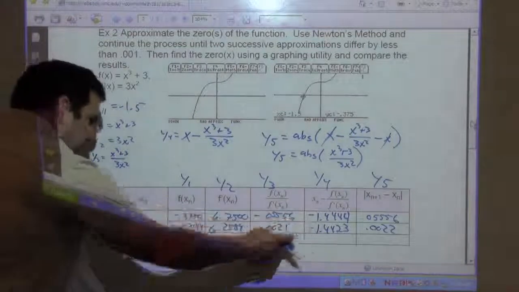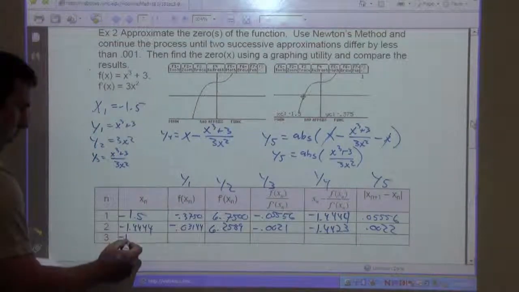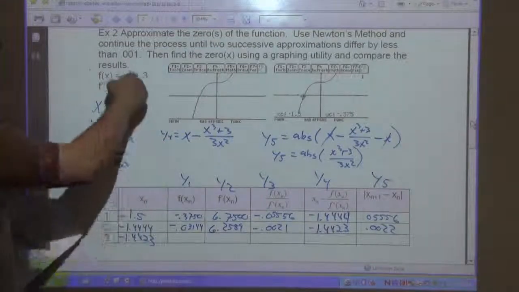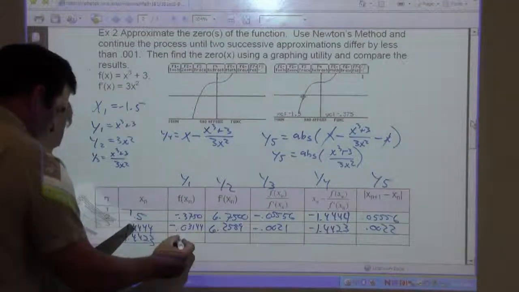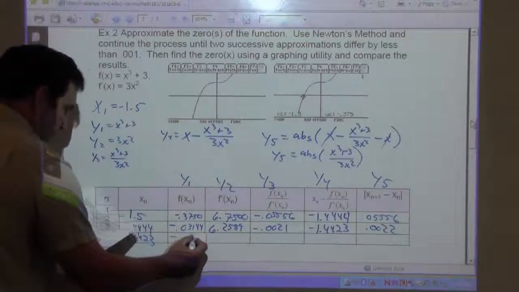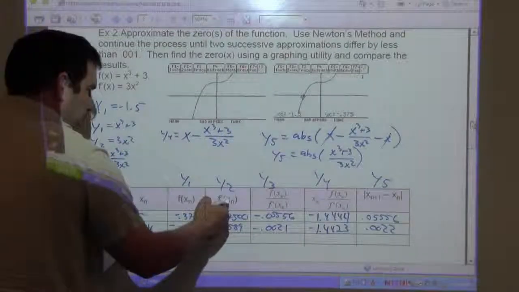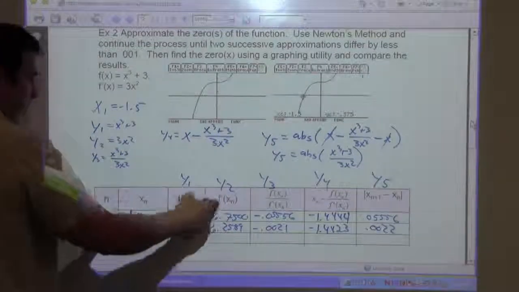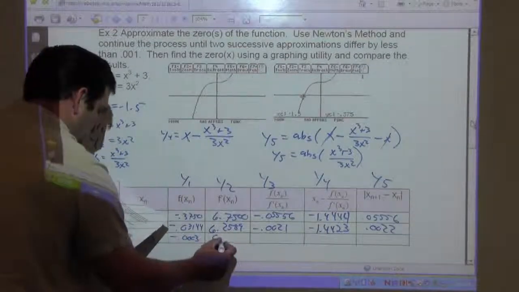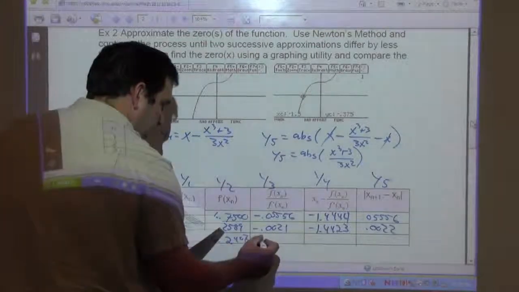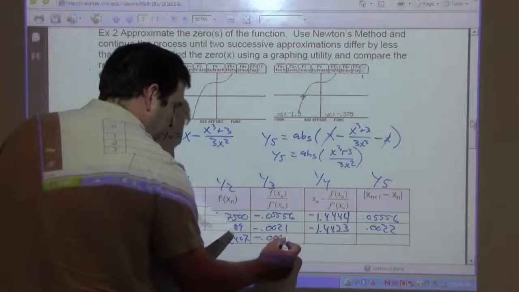Moving on, this value comes over to here, negative 1.4423. Plugging this into the original function, negative 0.0003. See, we're getting really close to 0. And then take the first derivative, or plug it into the first derivative. That's 6.2407. The quotient is negative 0.00005.